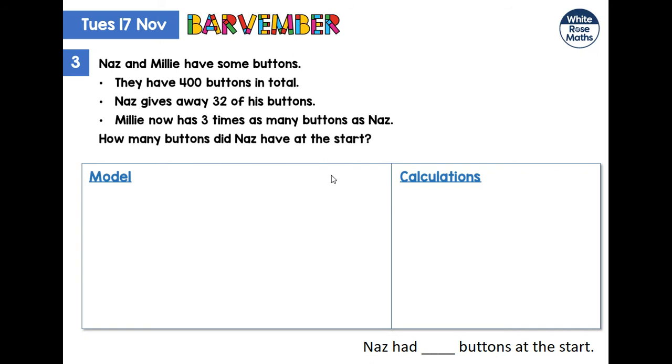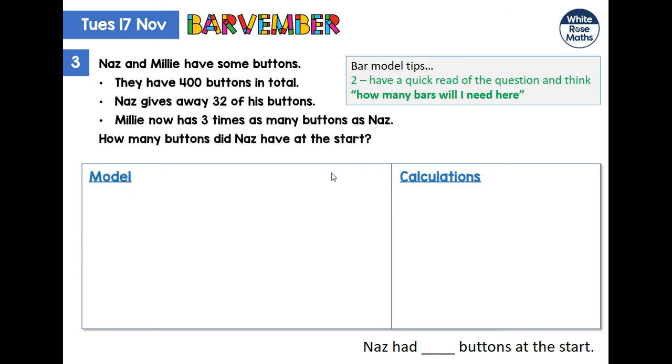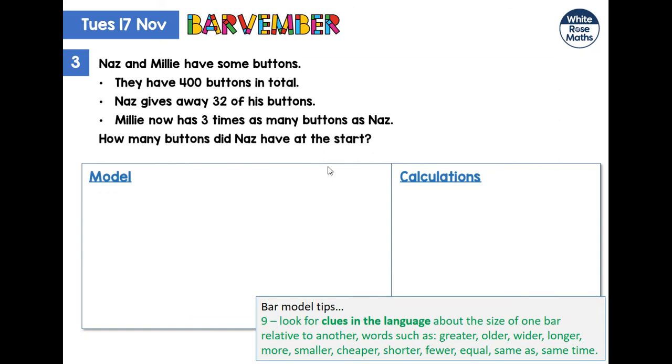Question 3. Now, there's loads of useful information in this question, so this is going to be quite an instructive question for us to do. Okay, how many bars? Well, this is about Naz and Millie, so I think I'm going to have 2 bars, one for Naz, one for Millie. And again, we're going to look for clues in language as to how big some of our bars need to be.